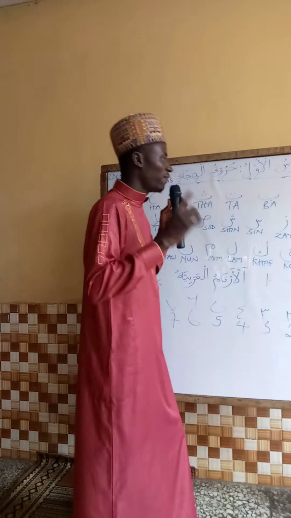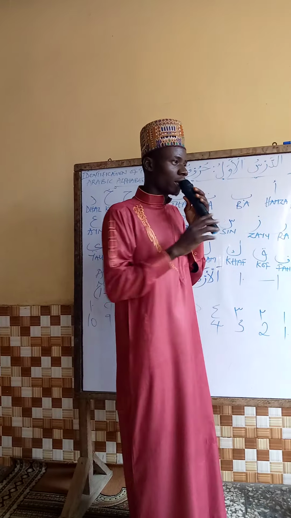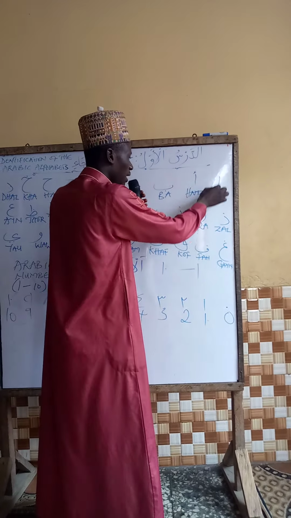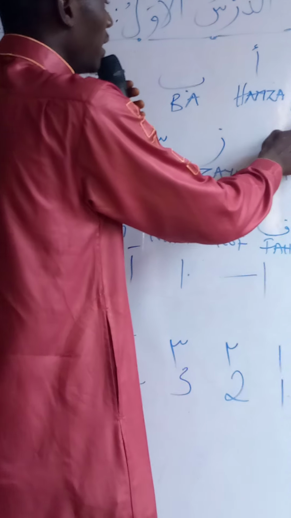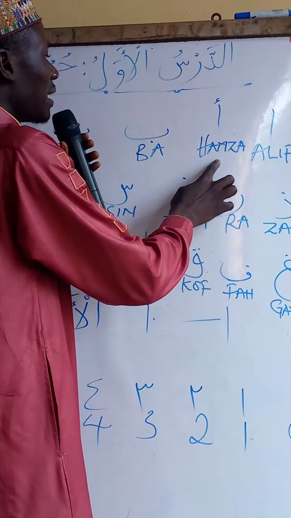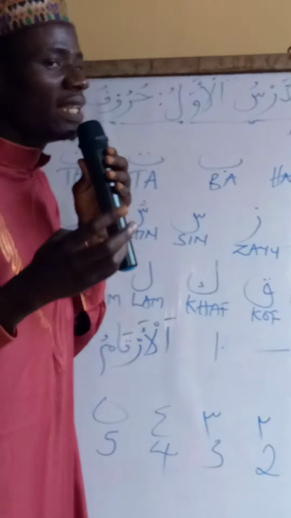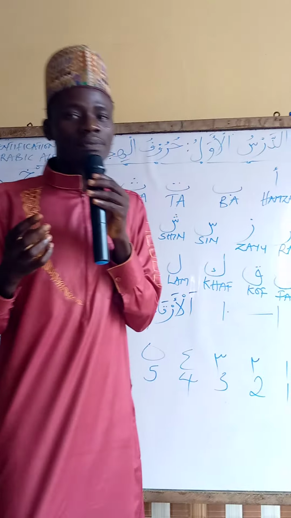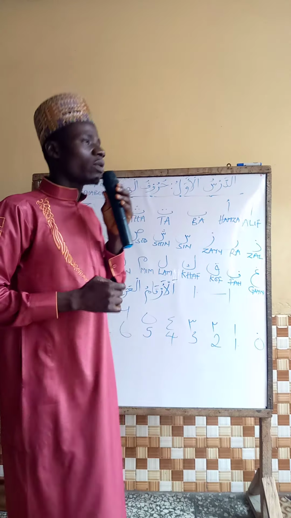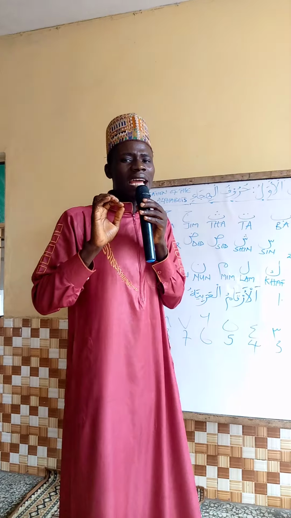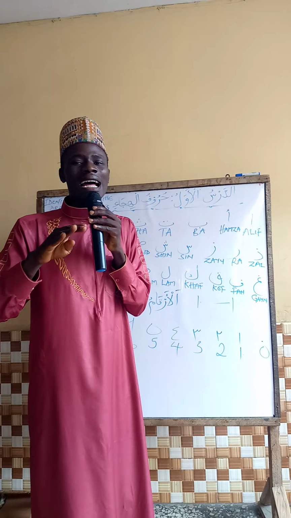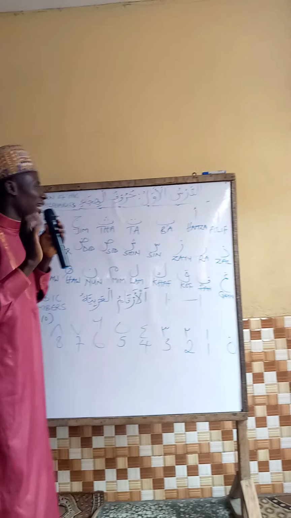Now, the first alphabet is Alif. It is written as one like this, Alif. Then the second alphabet is Hamza. Hamza can be written on Alif. It can also be written on Ya. It can also be written on Wow as well. Anytime you come across Hamza, you should know that Hamza is Hamza and it's pronounced A, just like Alif.